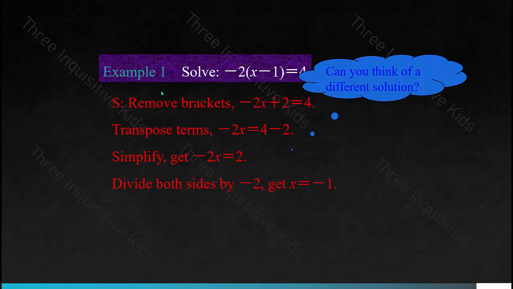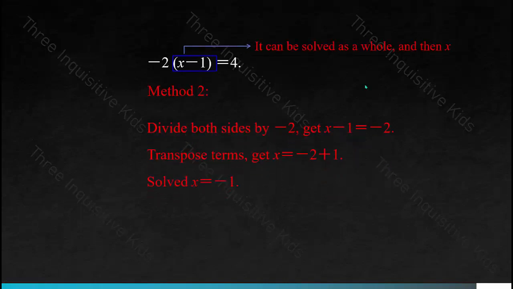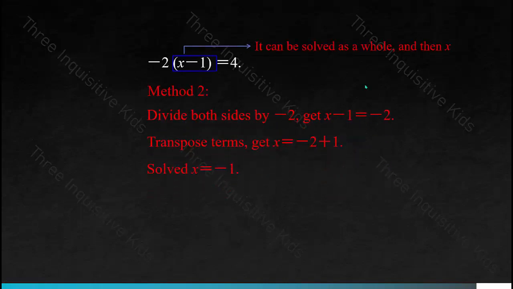Can you think of a different solution? Well, first, let's look at this parentheses, x minus 1, as a whole. Method 2. You can first divide both sides by -2 to get x minus 1 is equal to -2. After transposing terms, you have x is equal to -2 plus 1, or x is equal to -1.